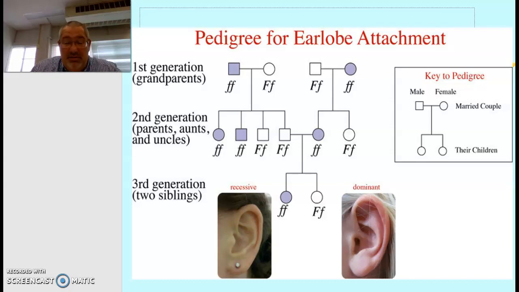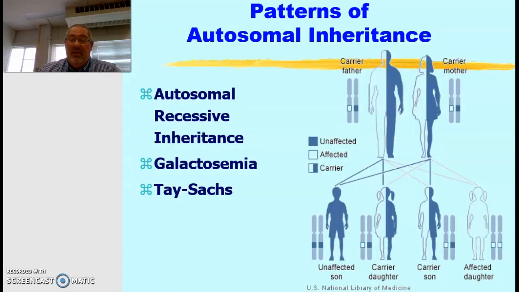So the chart on this slide shows the different means of inheritance of the attached or recessive earlobe attachment. So the dominant condition there is the lobe is free, and the recessive condition is the earlobe is directly attached to the side of the face. I said we were going to end with autosomal inheritance.